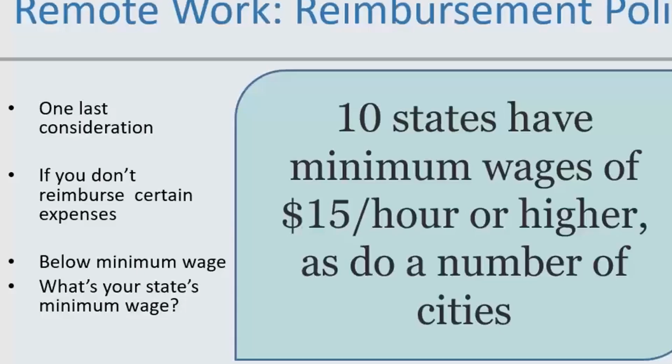10 states now have minimum wages of $15 or higher, and so do a few cities. In fact, in a few cities, it's even higher than $15. So if you do the math, $15 an hour times 40 hours a week is $600, which is $31,200 a year. So if your staff is making significantly more than that, or even a little bit more than that, just ignore, you don't have to listen to me for the next 30 seconds.